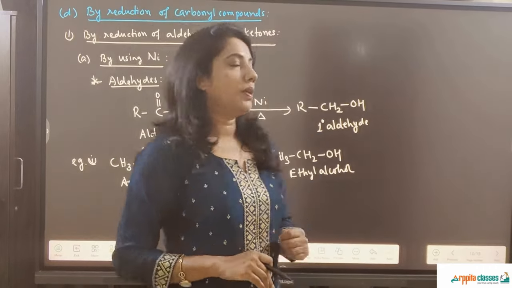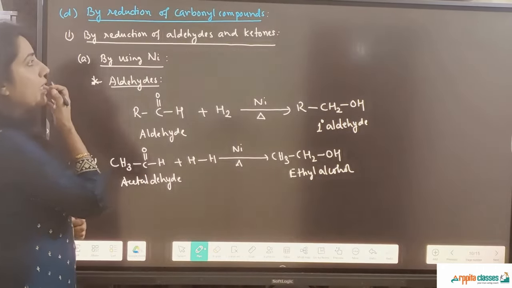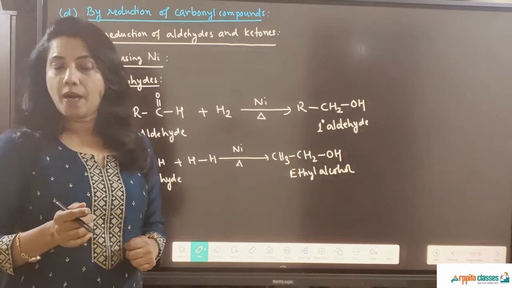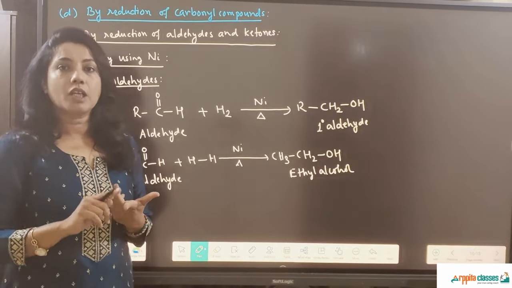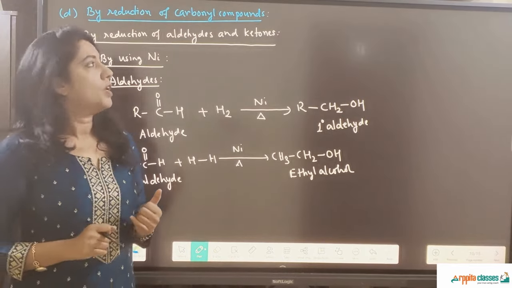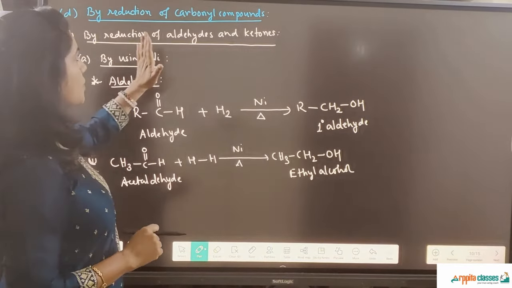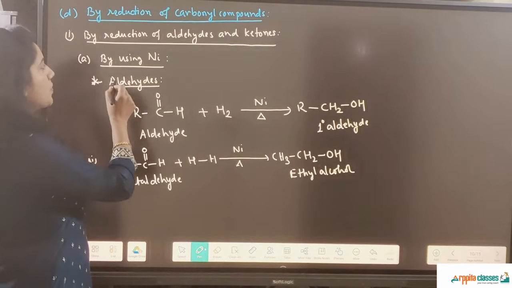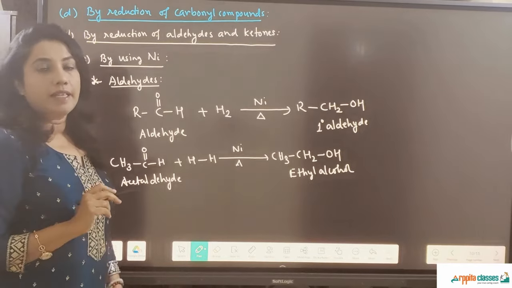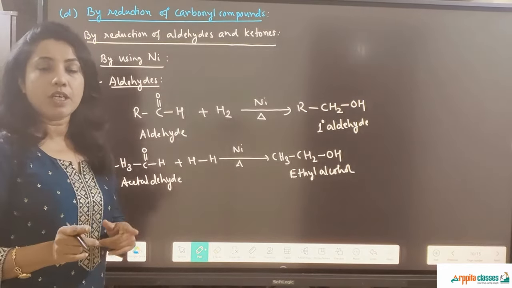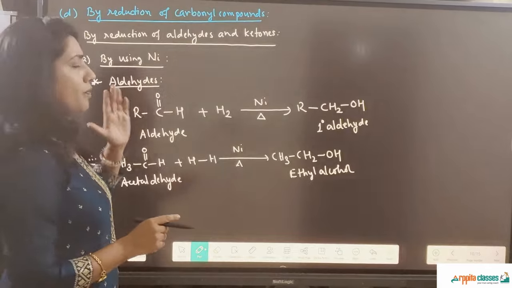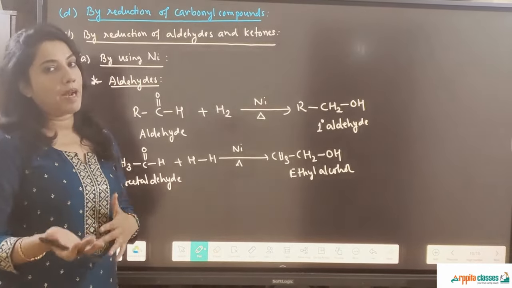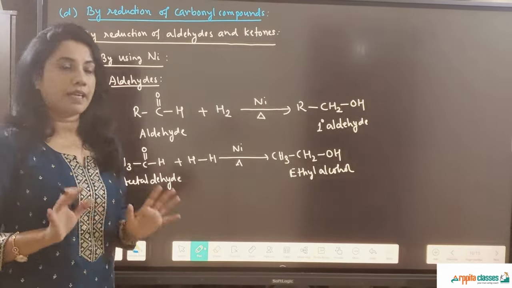Next reaction for the preparation of alcohol is from carbonyl compounds. So we know there are 3 carbonyl compounds: aldehydes, ketones and carboxylic acid. So we are going to see by reduction of aldehydes and ketones first. Okay, by reduction of aldehydes and ketones, which can be done by using nickel. That is, we are going to do hydrogenation in presence of nickel. In place of nickel, you can also use palladium or platinum. They have the same role. They are the catalyst over here.